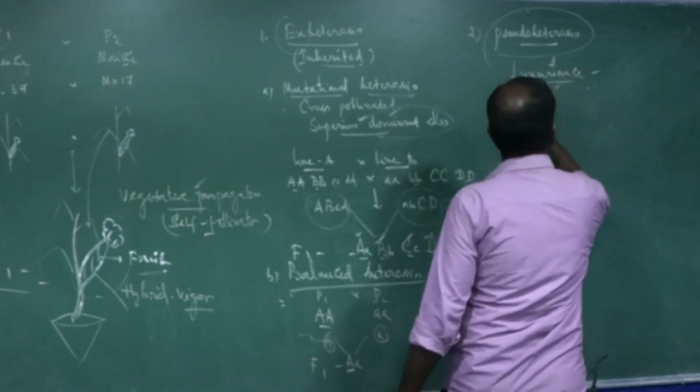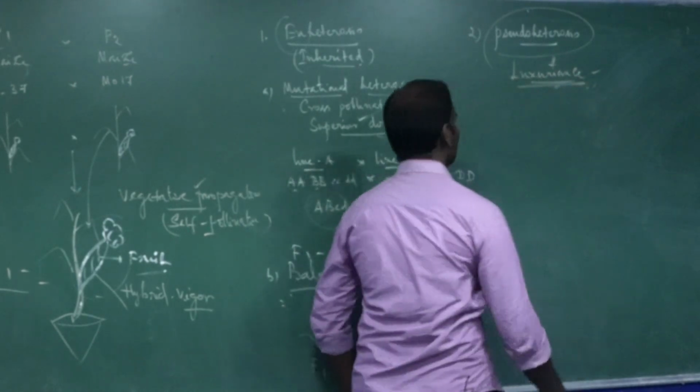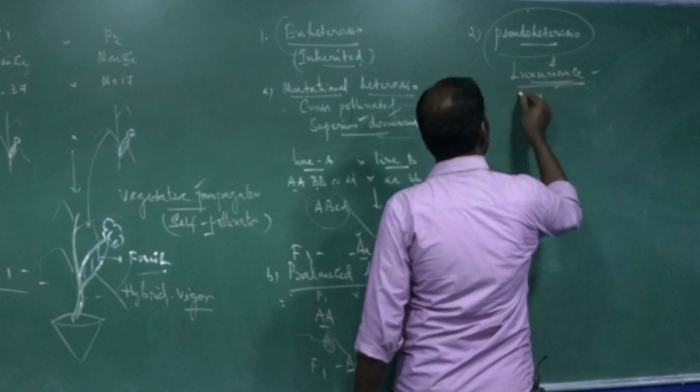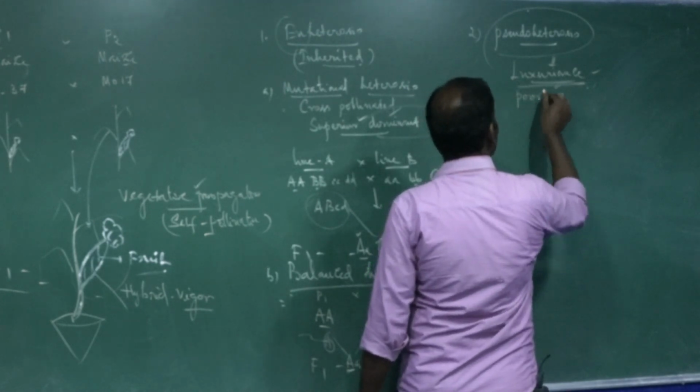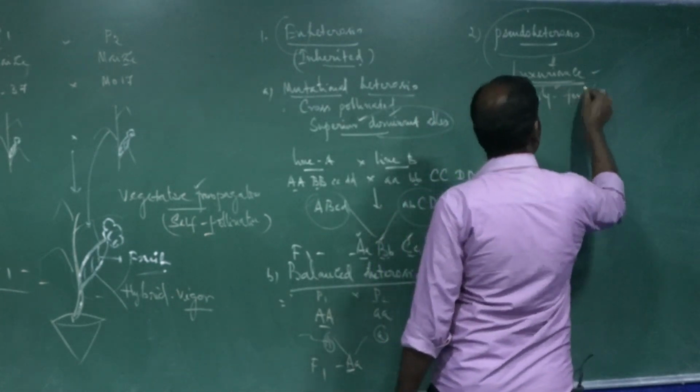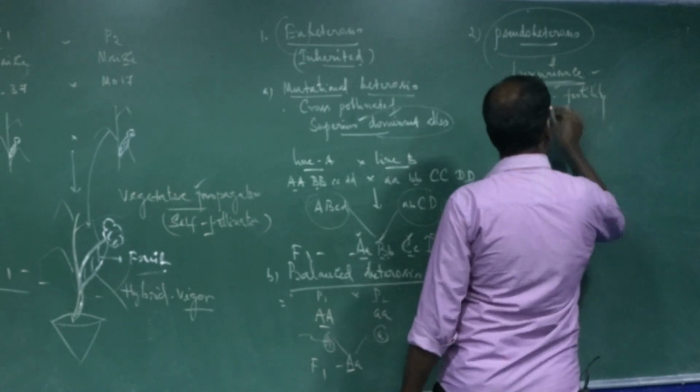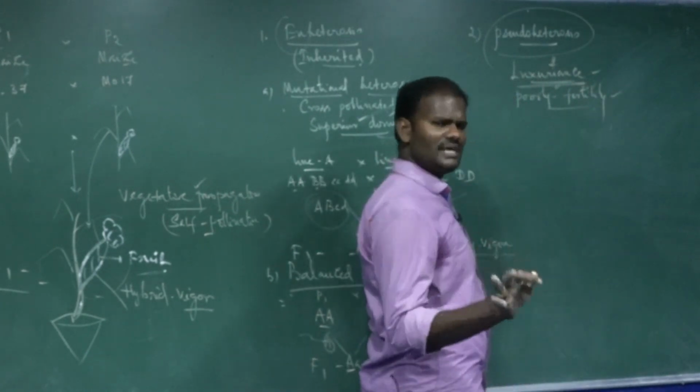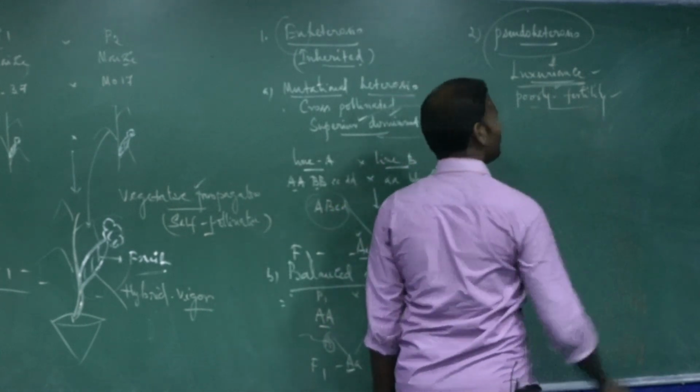Why do you call it luxuriant growth? It is also called poor fertility. It is sterile, mostly sterile. In case of fertility, it has poor fertility.